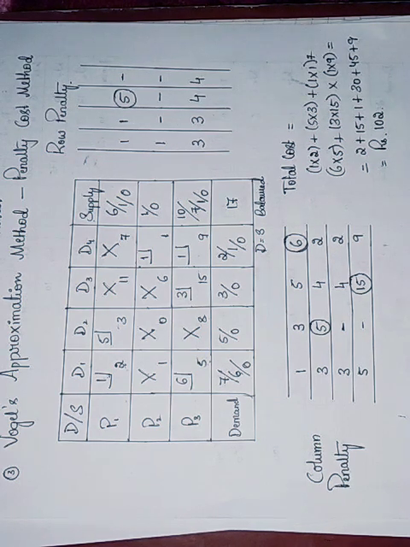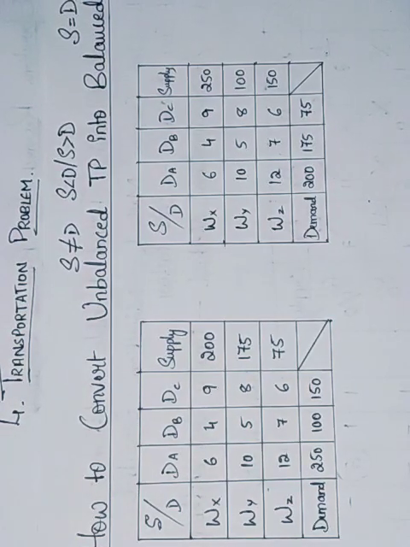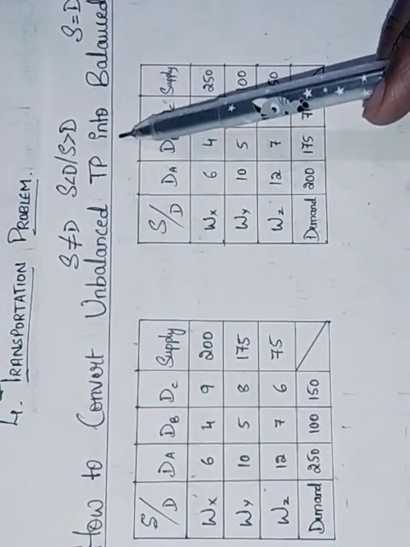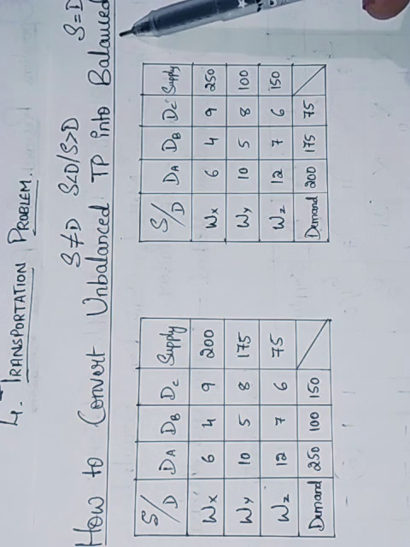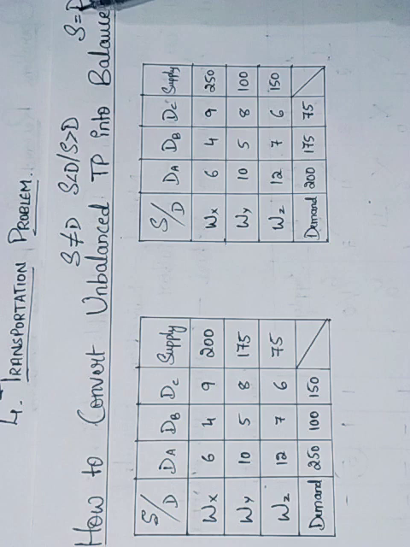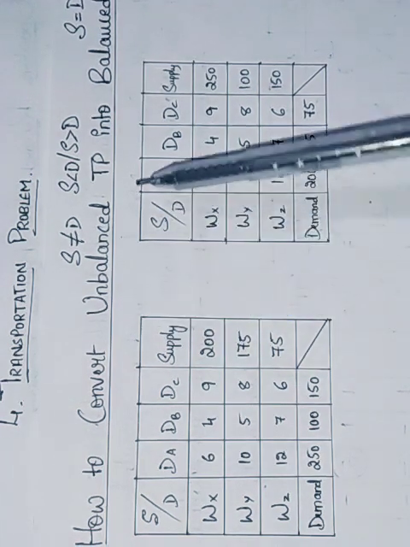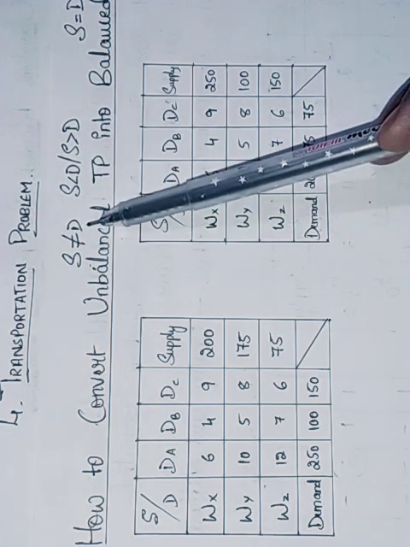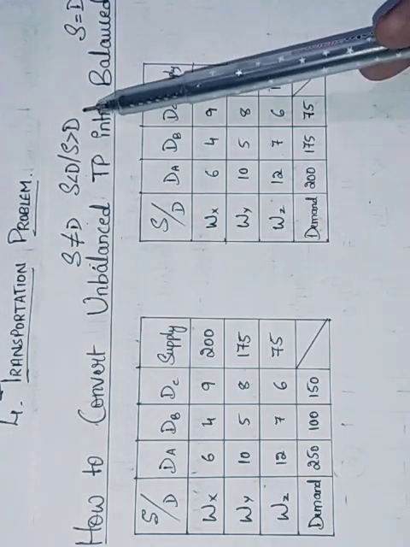But today we are going to take an example of an unbalanced transportation problem and see how to find the total cost. So now let us learn how to convert an unbalanced transportation problem into a balanced transportation problem. I have explained already, balanced is the one where supply is equal to demand, and an unbalanced transportation problem is the one where supply is not equal to demand. Either it may be less than demand or greater than demand.